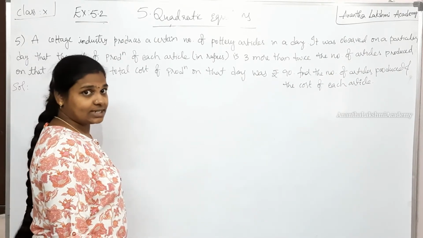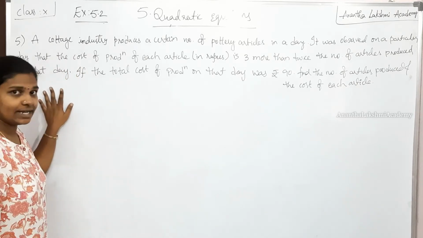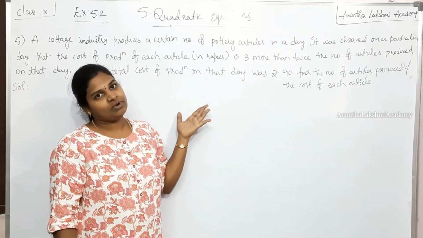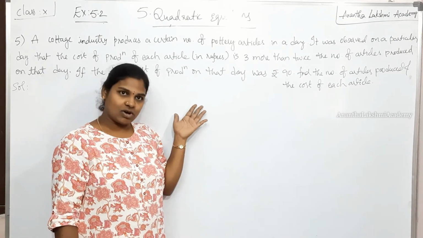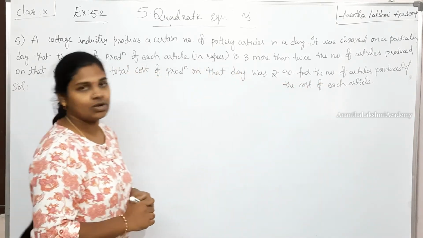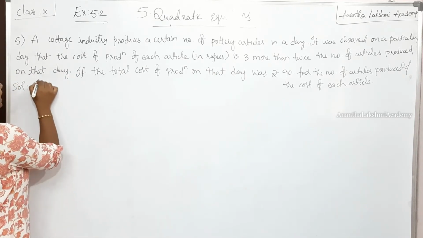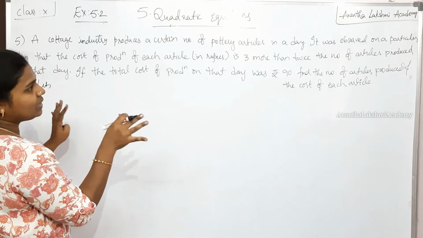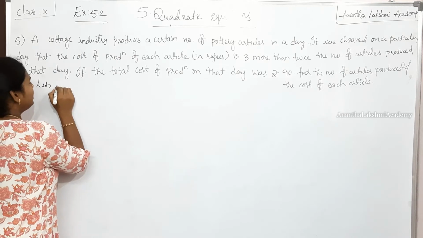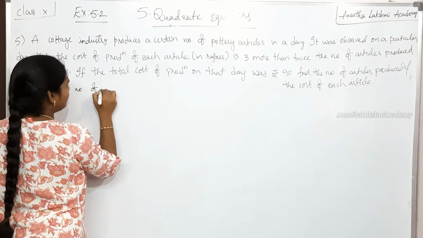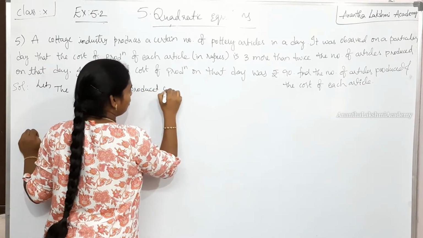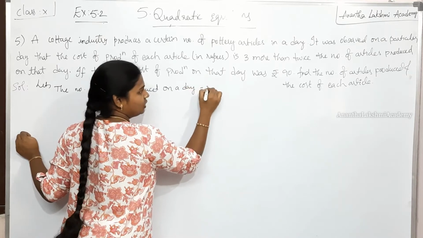So the cost is dependent upon the number of articles produced on that day. Okay, the total cost of the production is nothing but the number of articles produced multiplied by the cost of each article, which was 90. Find the number of articles produced and the cost of each article. So the first thing which we need to assume as x is the number of articles produced on a particular day. So let the number of articles produced on a day be equal to x.